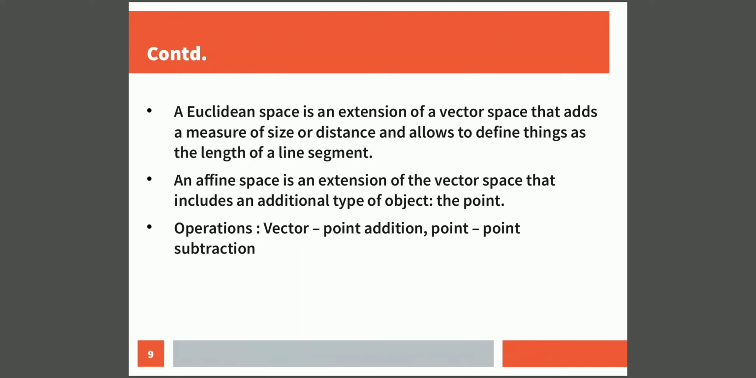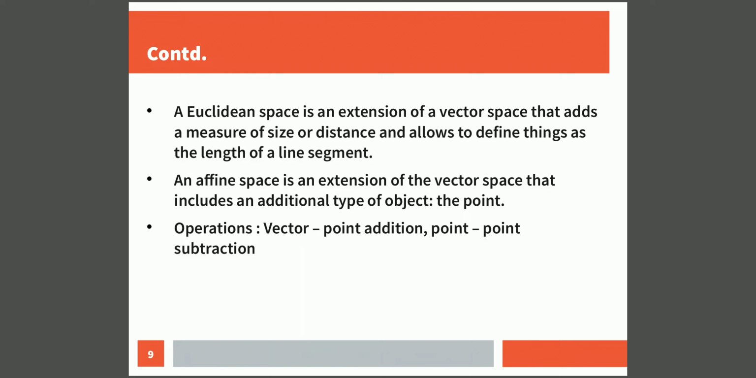Then the third space which we are going to use is an affine space. This affine space is again an extension of a vector space. Here we are going to add even the third mathematical object, that is a point. So affine space consists of all 3 mathematical or geometric objects. Those are scalars, points and vectors.